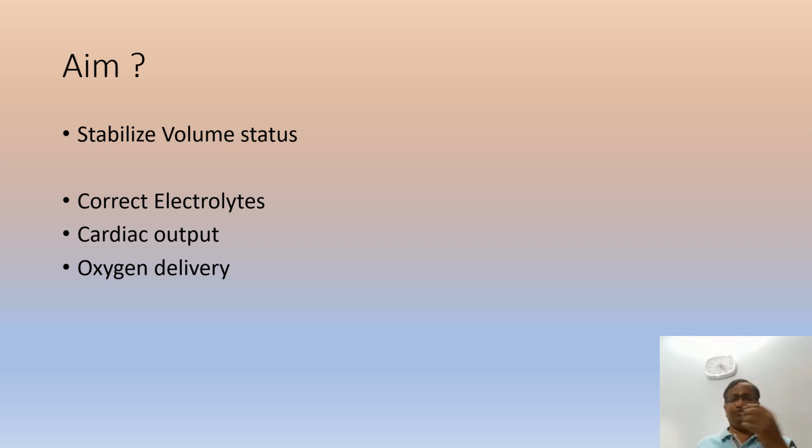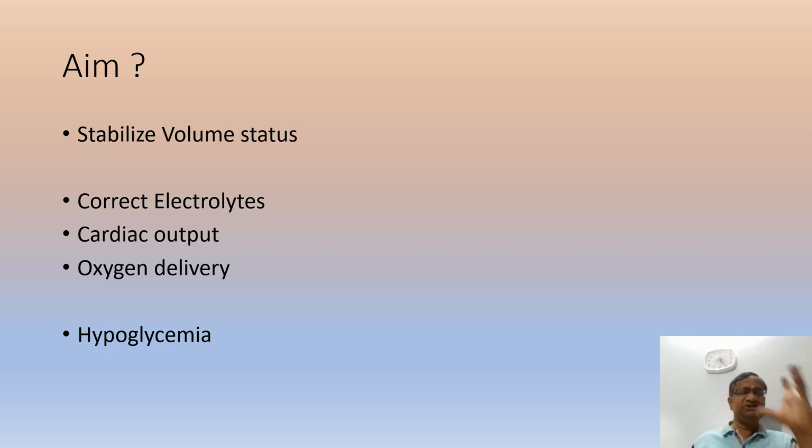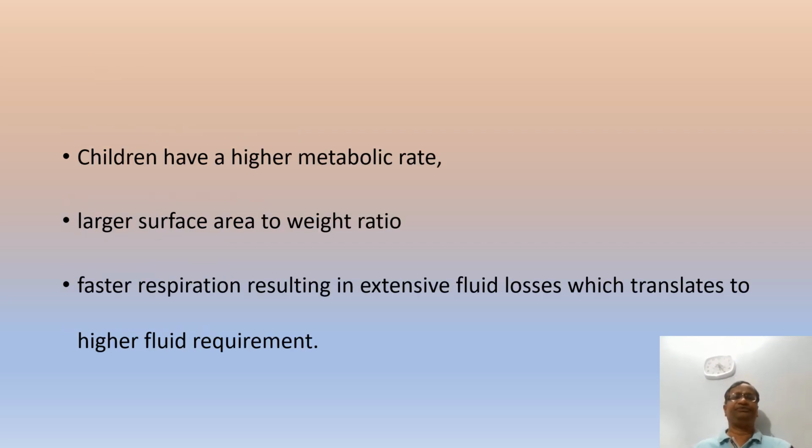What is the aim? Stabilize volume status, correct electrolytes, cardiac output, thereby oxygen delivery. This is one part. The second part is about hypoglycemia. We have to prevent hypoglycemia. See, this is the difference between pediatrics and adults. So oxygen delivery optimization and prevention of hypoglycemia, these two things come together whenever you are talking of perioperative fluid therapy in pediatrics.